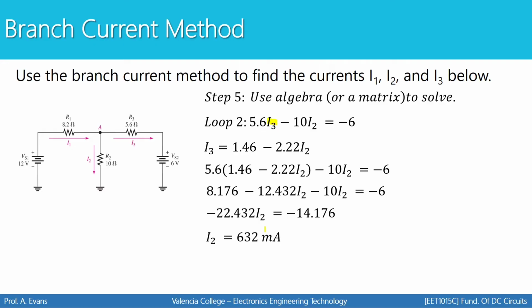And I2 comes out to be approximately 632 milliamps. Now that I've found I2, I can take that and plug that right back into this equation here to find I3. That'll come out to be 57 milliamps. And now that I have I2 and I3, I can go back and plug into my equation for KCL to find I1. So I found that I1 is 689 milliamps, I2 is 632 milliamps, and I3 is 57 milliamps.